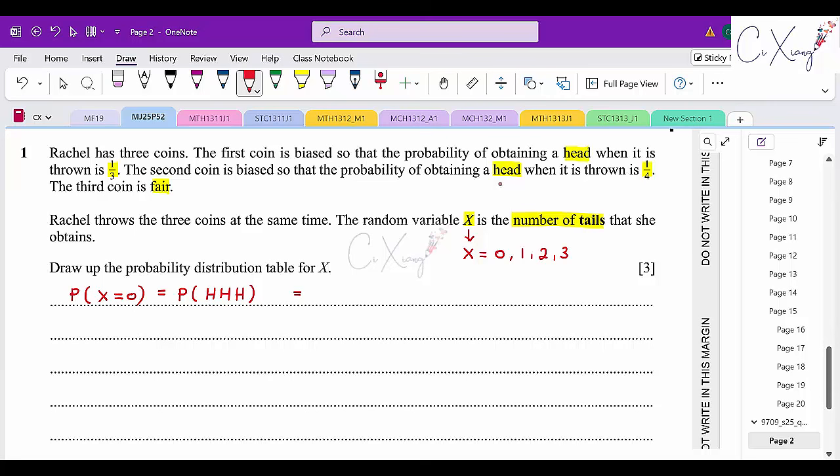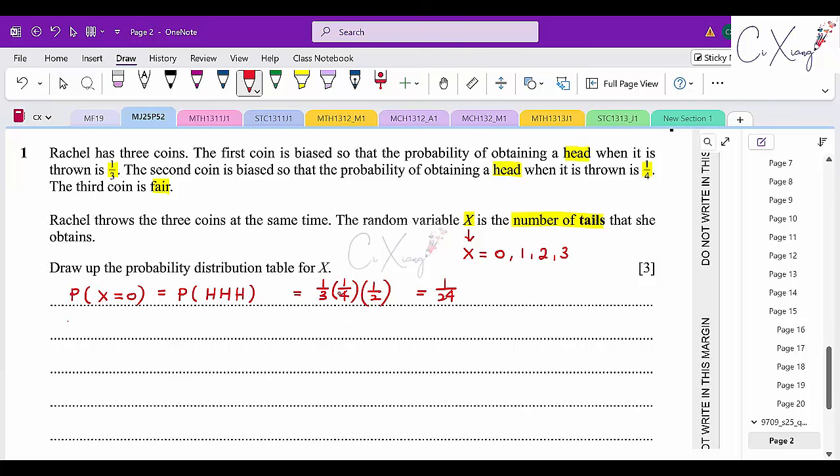And when you have heads, let us fill in the probability. For coin number 1, the probability is 1/3 to get a head. Coin number 2, it is 1/4. Coin number 3 is 1/2 because it is fair, right? And we multiply them together, you will have 1/24. So this is the outcome for 0 tails obtained. 0 tails obtained means that all the 3 coins must be heads. There's no other option. So there's only one outcome here, right?